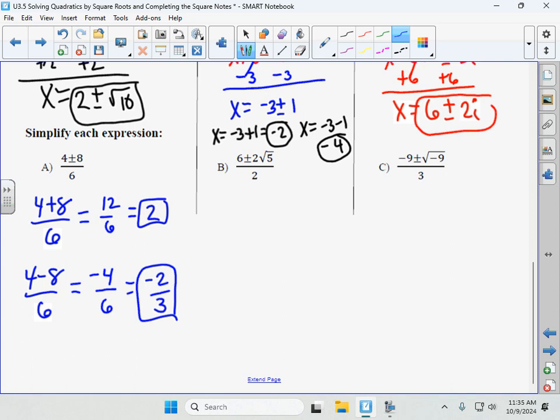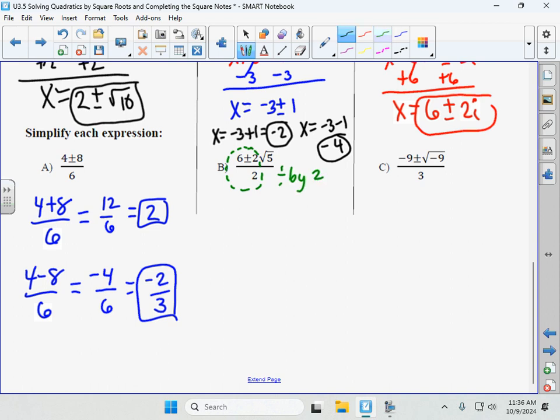All right, now question B, we do have a radical. We would want to try to simplify the radical if we could. Root 5 doesn't simplify. All right, but just like with the imaginary numbers, anytime you have 3 numbers out here, if you can divide all 3 by the same number, you have to divide them. So we can divide them all by 2. All right, so we're going to divide all those numbers by 2.